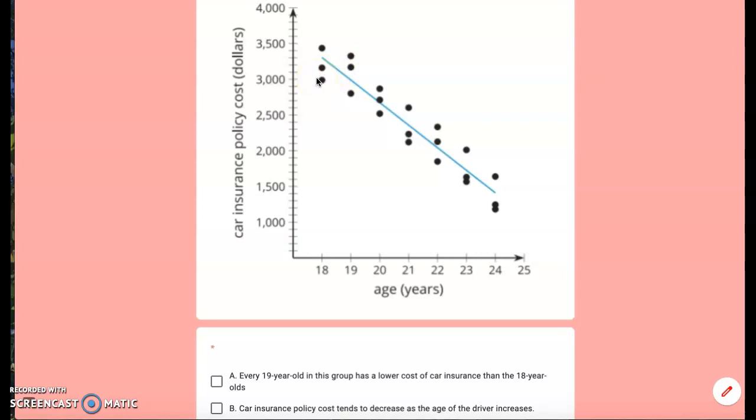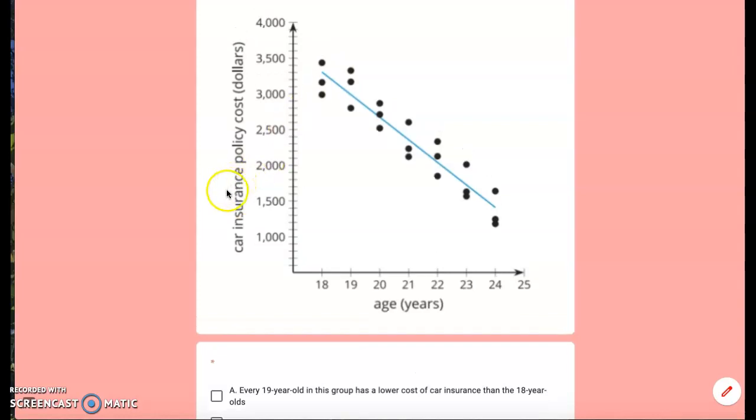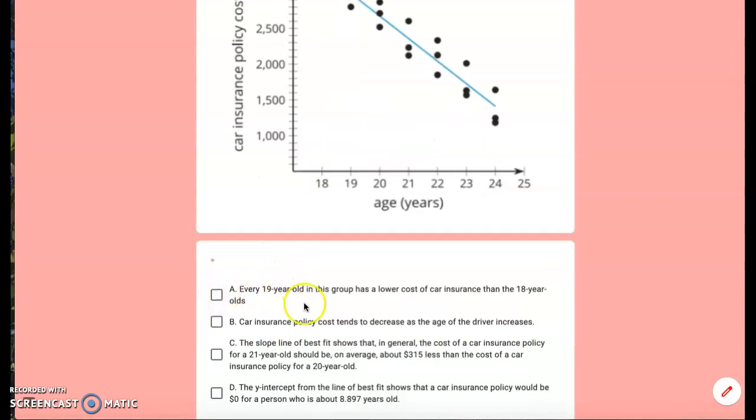And that could be because of a bunch of factors. Maybe they are using a different company that charges more. Maybe they have other factors that lead them to be evaluated as higher risk car owners and drivers. So I'm going to say, no, that's not true. I'm not going to check it.